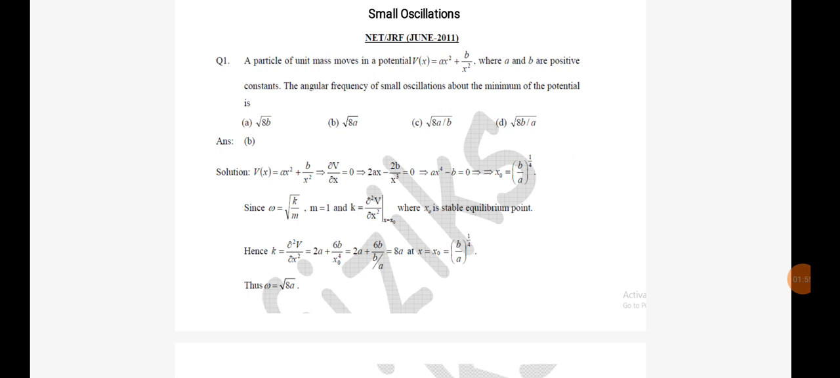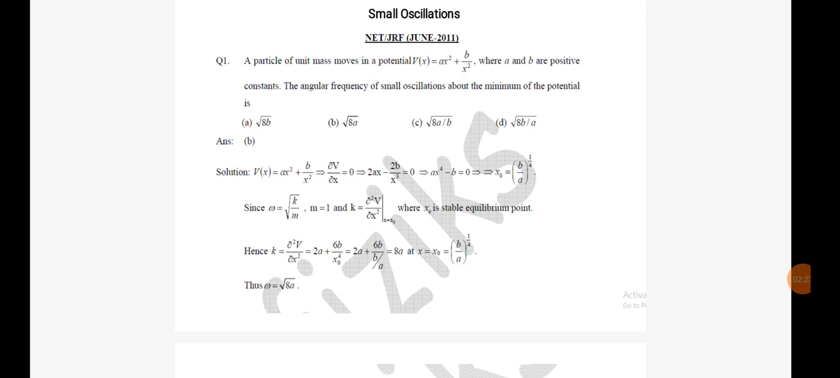So again we need to find the derivative. That gives 2a plus 6b by x naught to the power 4. Here x naught represents a stable equilibrium point. Now we need to substitute the value of x naught, which is b by a the whole power 1 by 4. Substituting the value of x naught in k gives the result as 8a.